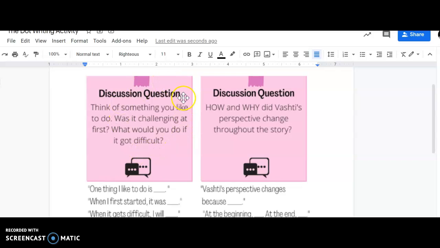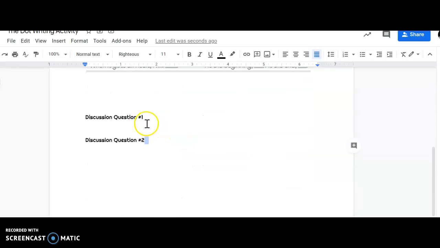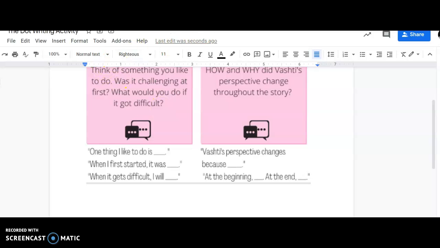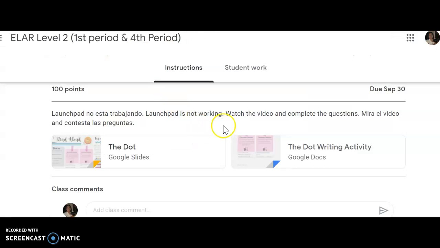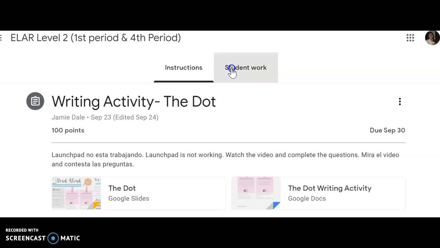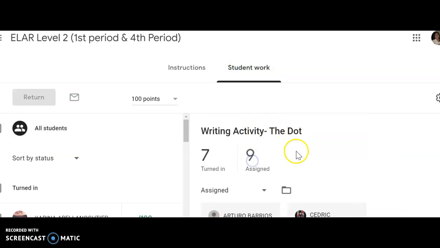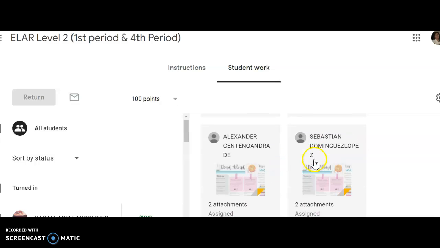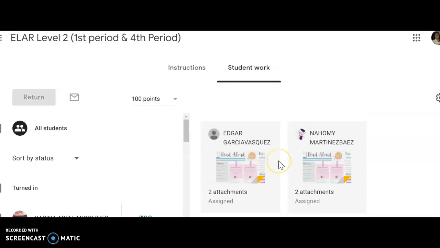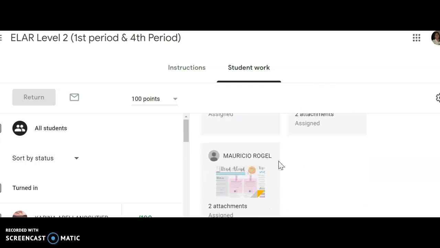Okay, here is the question that you have to answer. Estas las preguntas que tienes que contestar. Okay, and vas a escribir aquí. You're going to turn it in right here. So the people that need to do that, las personas que necesitan hacer esta actividad: Arturo, Cedric, Alexander, Sebastian, Edgar, Naomi, Kashnelis, Gerson, and Mauricio.